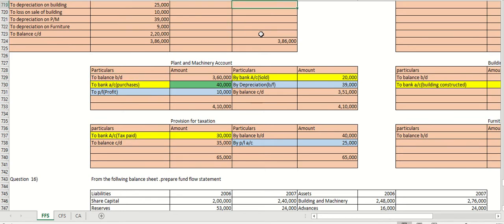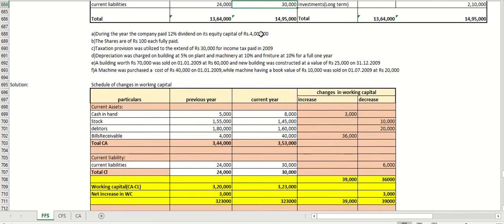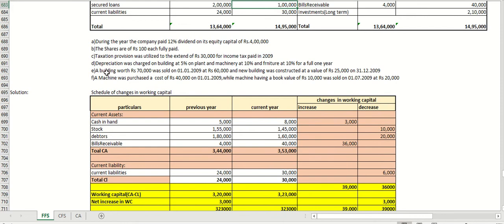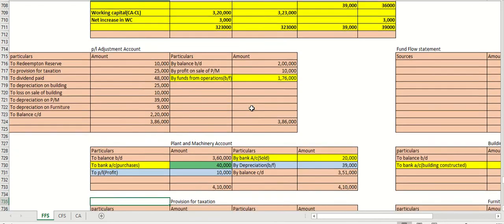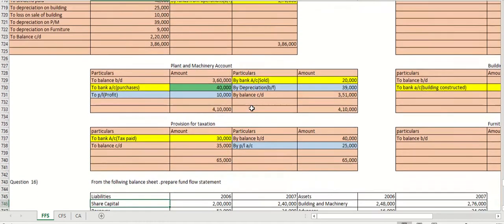Now we'll move on to the adjustments and see regarding plant and machinery. So if you see plant and machinery, they are telling we have two adjustments regarding that, which tell depreciation was charged on plant and machinery at 10%, and a machine was purchased at a cost of rupees 40,000, while a machine having a book value of 10,000 was sold for 20,000. So this is what we are going to account in your plant and machinery account.